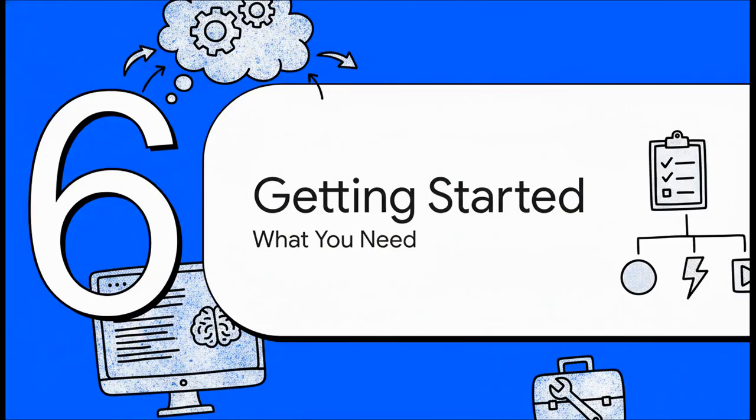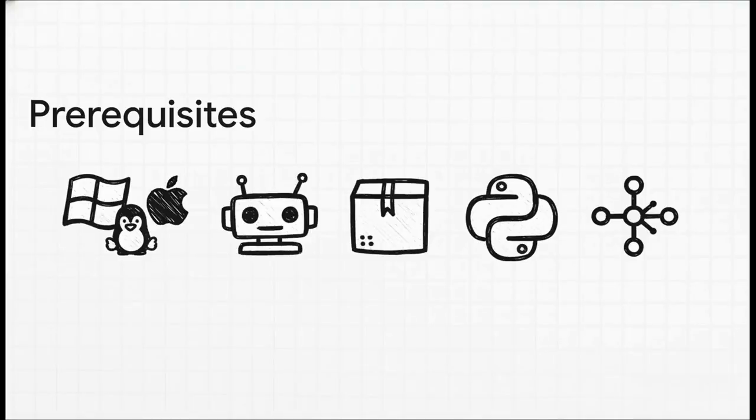All right, so you're probably thinking, this sounds pretty cool. What do I actually need to get started and try this out today? Well, the good news is the list of prerequisites is pretty much standard stuff for any modern developer. You need a standard OS, an AI coding agent like Copilot, the UV package manager, a recent version of Python, and Git. If you've got that, you're pretty much ready to roll.